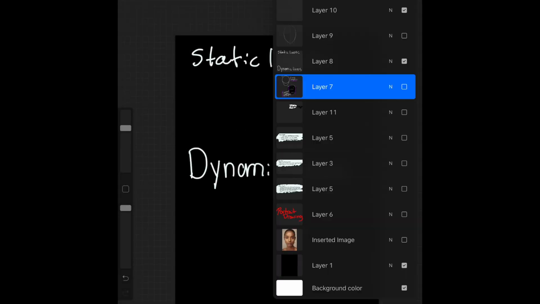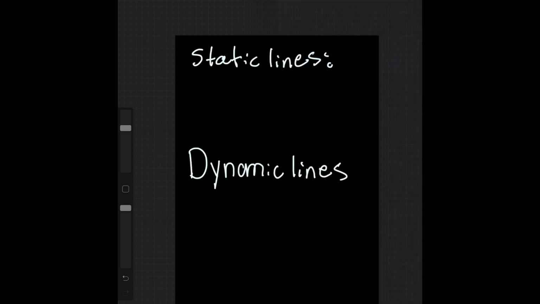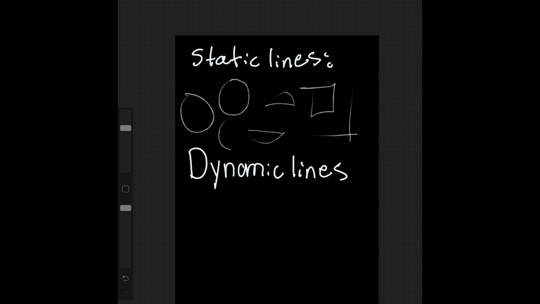Now, the difference between static lines and dynamic lines is the real difference between an amateur artist and a professional artist. When we talk about static lines, essentially that means we are creating lines the way that a lot of you already do. You're not doing anything gestural, you're doing it the best you can the first time, and if it doesn't work out, that's what you're left with.